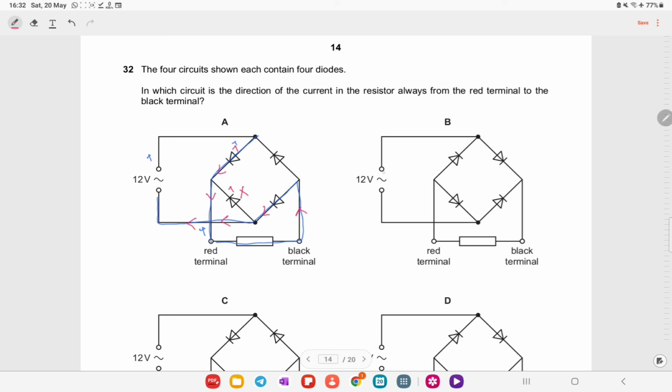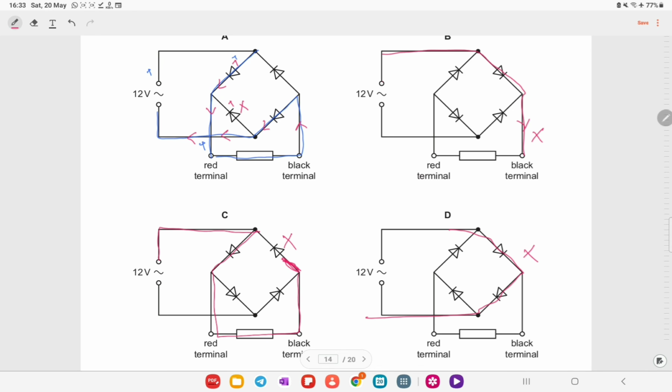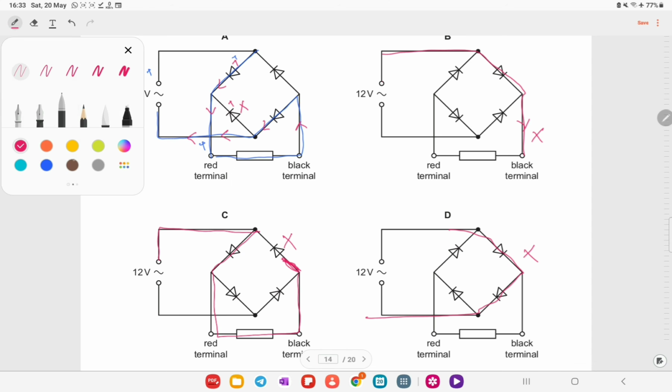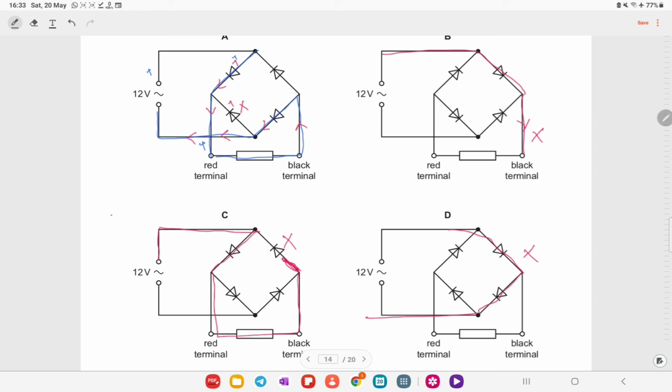Again, let's try for the next one. Now you can see in these diagrams, if I try to draw this again with a brown pencil, when the positive flows like this, it goes like this, and then we have no other direction. So the current is not going from red to black, so option B cannot be possible.